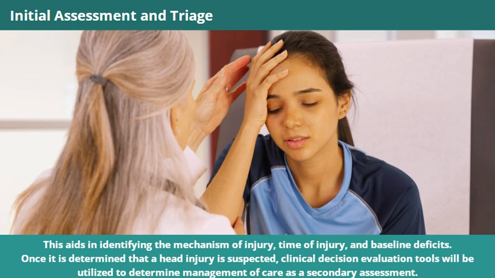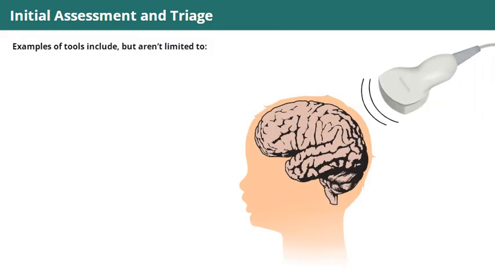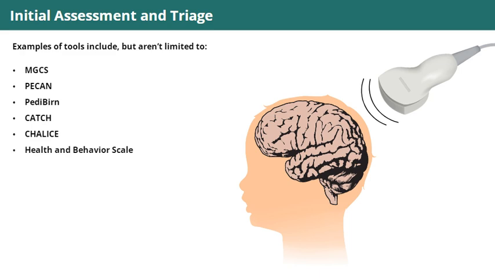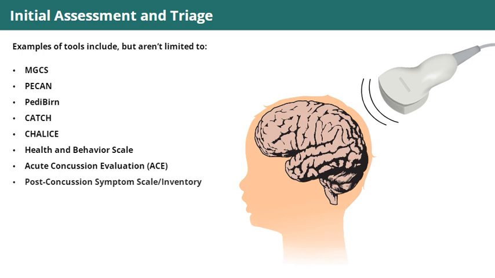Once it is determined that a head injury is suspected, clinical decision evaluation tools will be utilized to determine management of care as a secondary assessment. Examples of tools include, but aren't limited to, MGCS, PECARN, PETTY BURN, CATCH, CHALICE, Health and Behavior Scale, Acute Concussion Evaluation (ACE), Post-Concussion Symptom Scale and/or Inventory, and Optic Nerve Sheath Diameter.